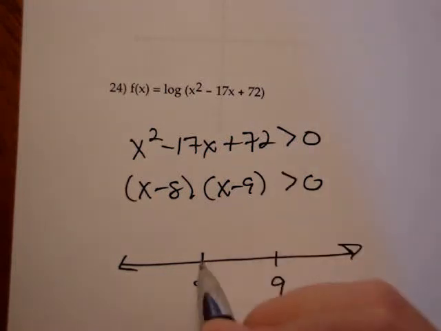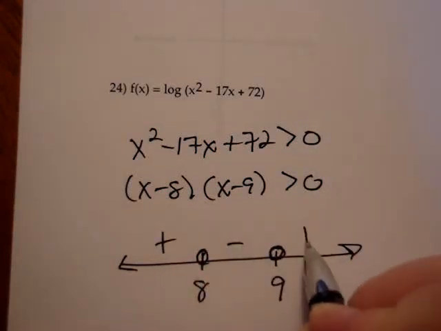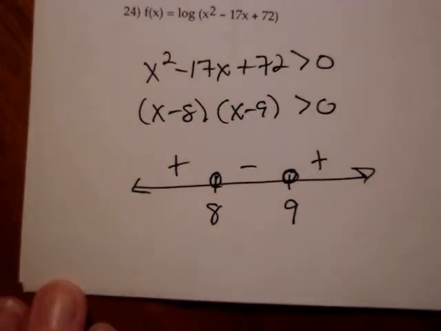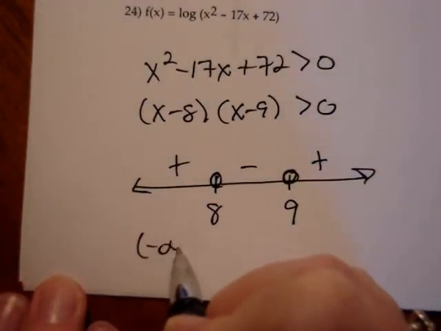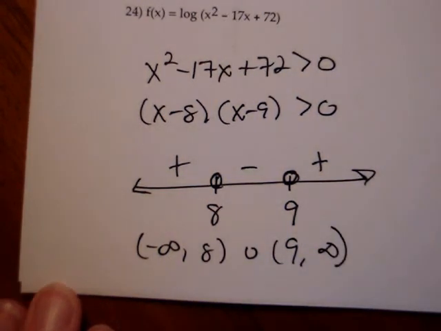This is a strictly greater than, so I know I'll have open dots at both places. And then I either test or visualize the graph to figure out which intervals are positive and which intervals are negative. And when I visualize this graph, I know it goes positive, negative, positive, like that. And which pieces do we want? The positive pieces. So the domain of this function is negative infinity to 8 union 9 to infinity.